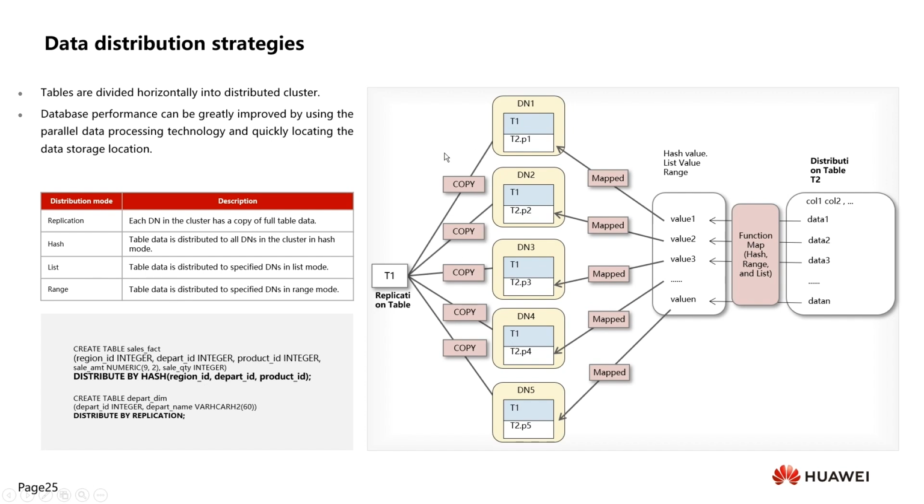On the right-hand side of the screen, there is a chart showing the four modes of data distribution. With replication, there is a full copy of the table on each DN. And for hash, range, and list, the data is mapped to the DNs with the rules we have just described here.